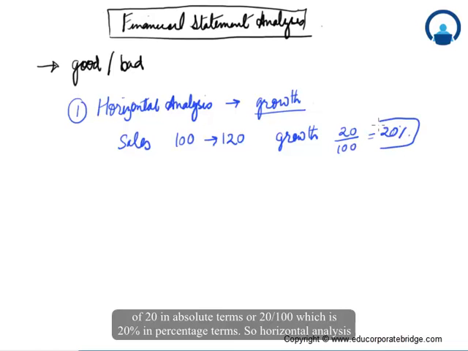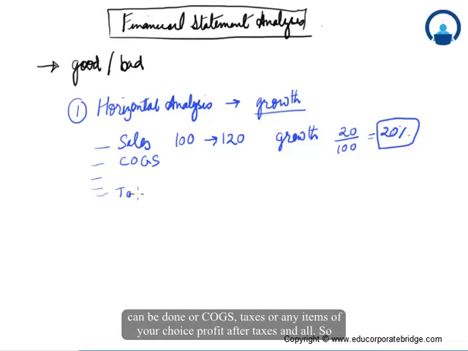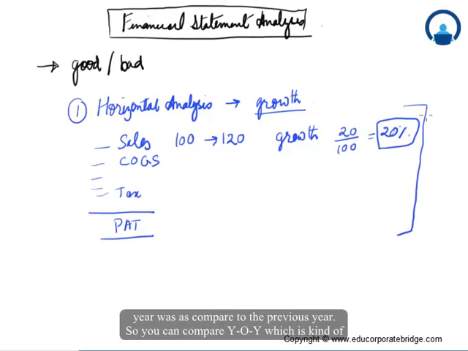we are talking about a growth of 20 in absolute terms, or 20 divided by 100, which is 20% in percentage terms. So horizontal analysis looks at line by line items within the income statement. It can be done on COGS, taxes, or any item of your choice, profit after taxes and all. Essentially it helps us understand how this year was as compared to the previous year.